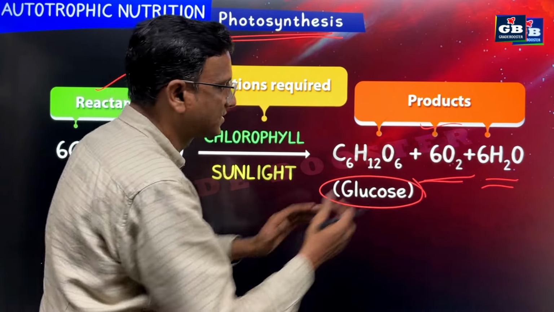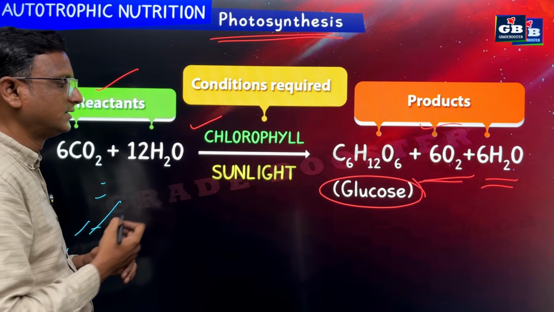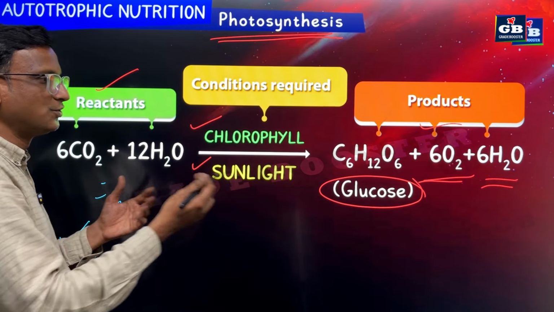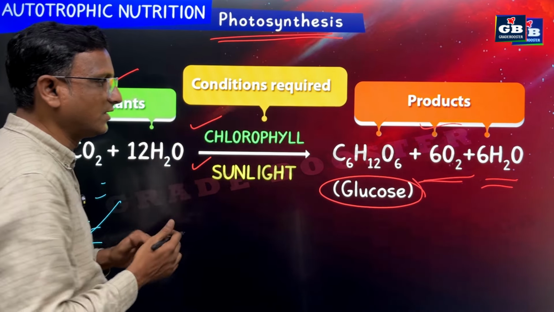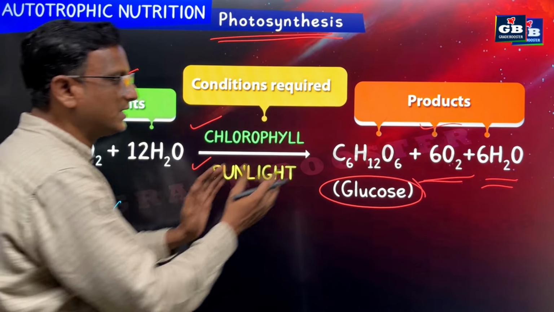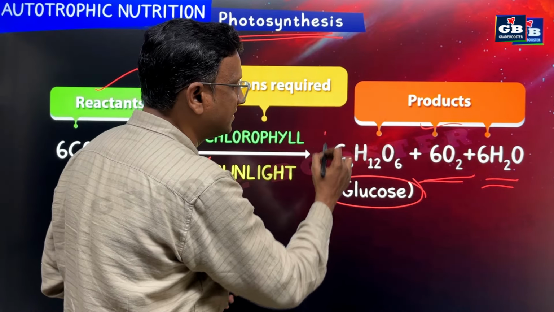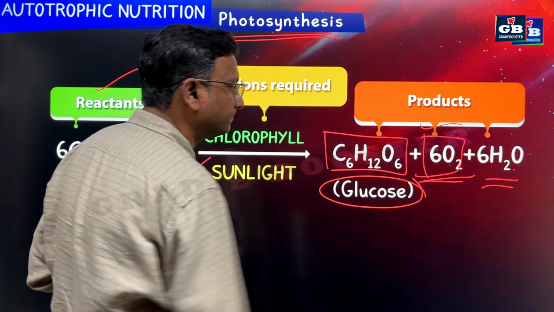Reactants, products. So what are the conditions required here? Chlorophyll is required, sunlight is required. Otherwise there is no photosynthesis. So reactants, products and conditions required. This is the equation: 6CO2 plus 12H2O gives rise to C6H12O6. This is the formula for glucose. And 6O2, oxygen, plus water.